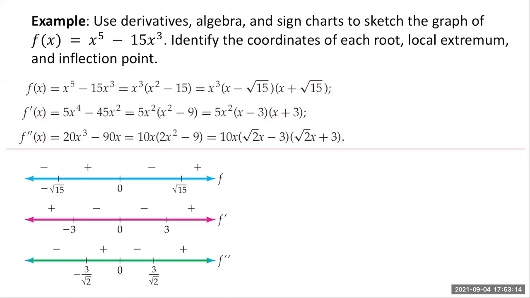Okay, next, let's see how we can use this second derivative test idea to get a graph of a function with more details than what we obtained from the first derivative test. All right, so let's look at this example. Use derivatives, algebra, and sign charts to sketch the graph of f of x is equal to x to the power 5 minus 15x cubed. Identify the coordinates of each root, local extremum, and inflection points.